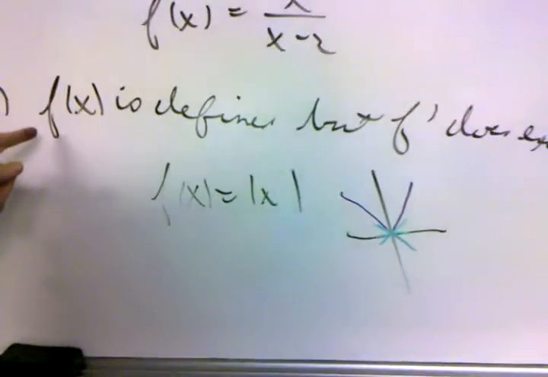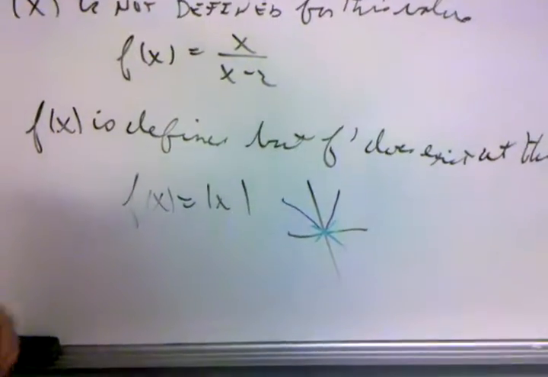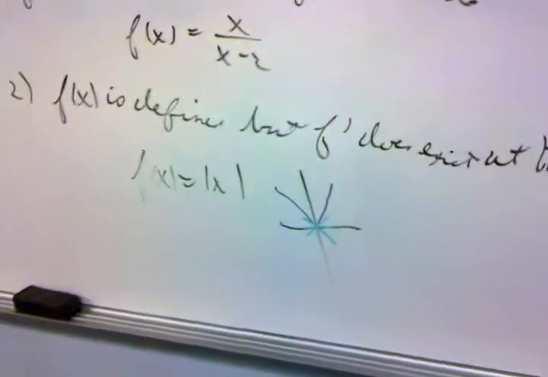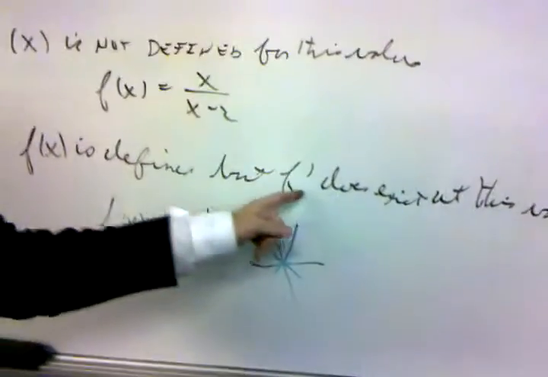So the value x equals 0 is a critical value because when x is 0, the function f does not have a derivative. That is, f prime of 0 does not exist. That's the second type of critical value. The value for x where f is defined, but f prime of x does not exist.